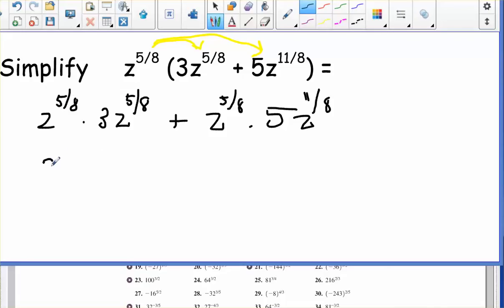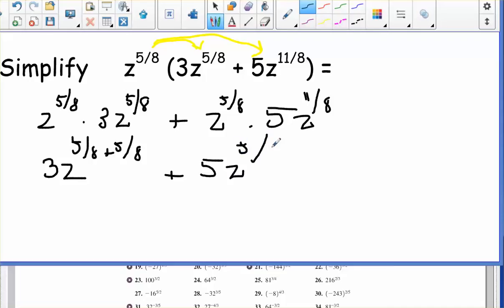So I'm going to have 3 times z to the 5/8 plus 5/8. And then I'm going to have 5z to the 5/8 plus 11/8. All right, and let's simplify further. So 5/8 plus 5/8 is 10/8. So I've got 3z to the 10/8 here, plus 5 times z to the 5/8 plus 11/8, which is going to be z to the 16/8.